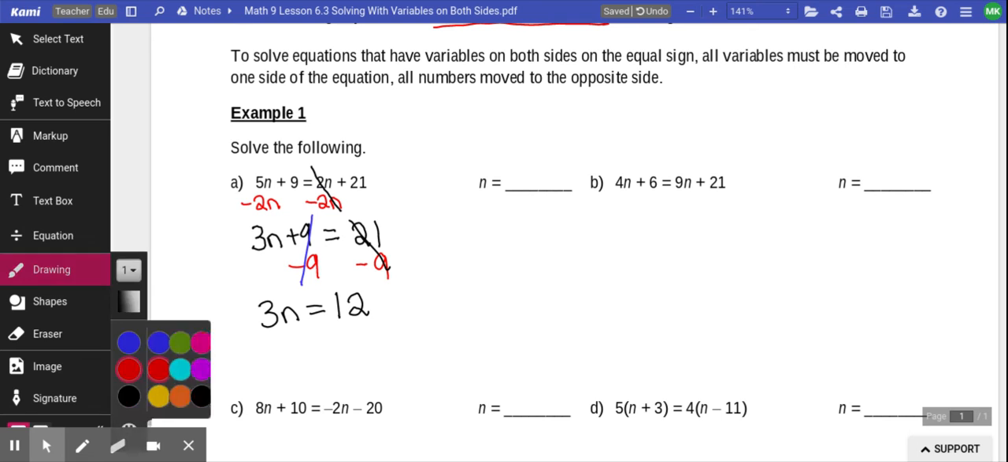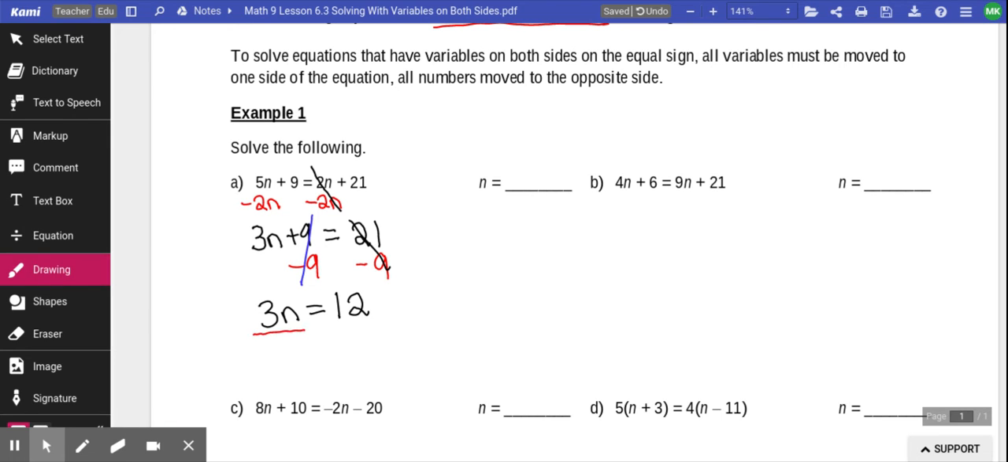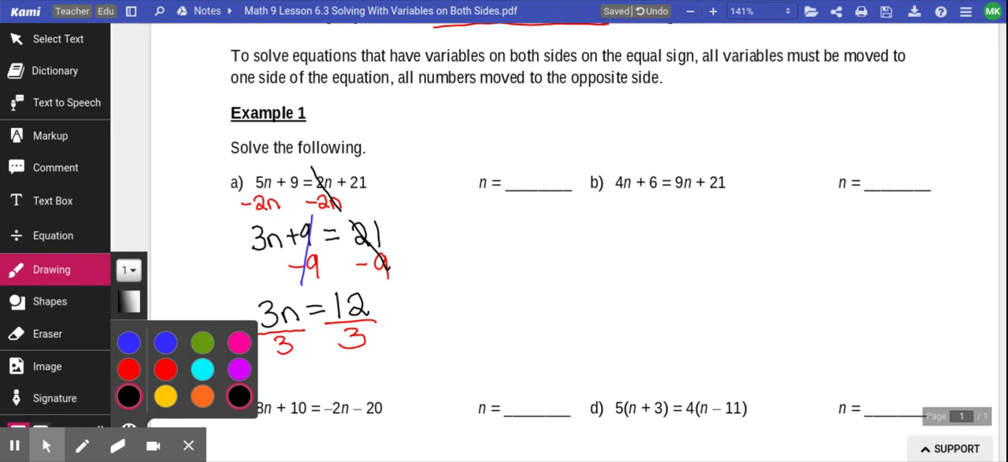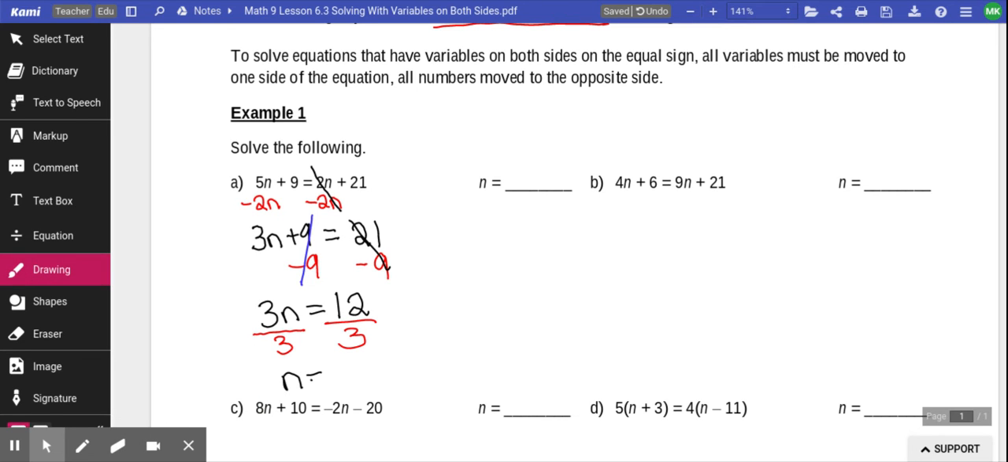Our last step is now to get that 3 to the other side. That's a 3 times n. The opposite of timesing is dividing, so we divide both sides by 3, giving me a final answer of n equals 4.